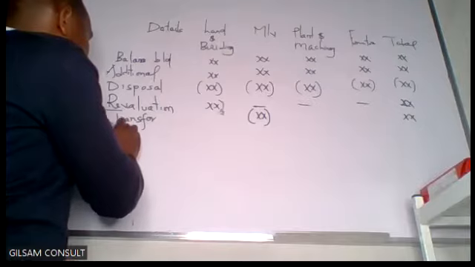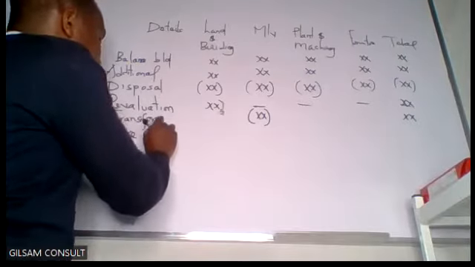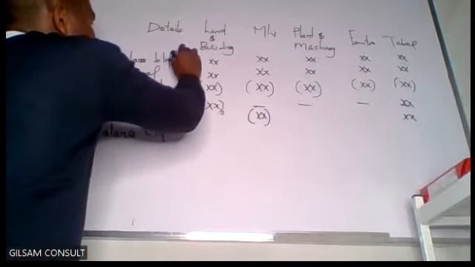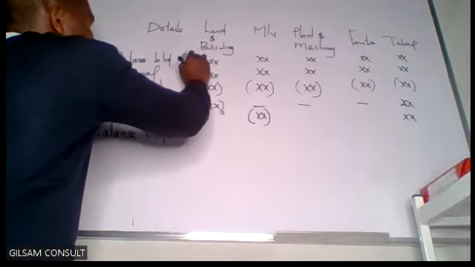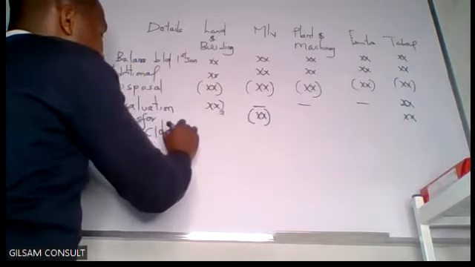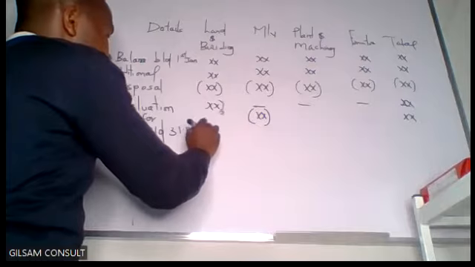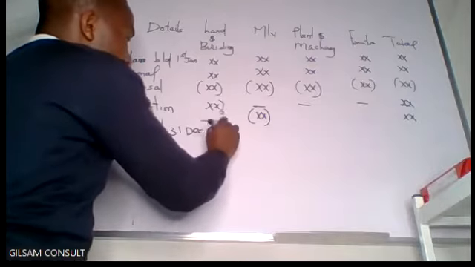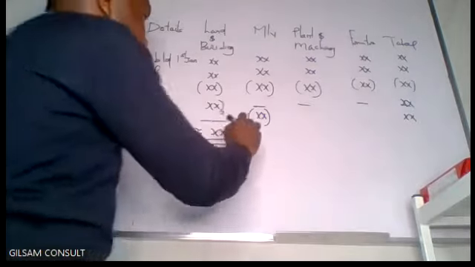Maybe this one is at 1st January. So this one will be at that first December. So now you have the balancing figure here.